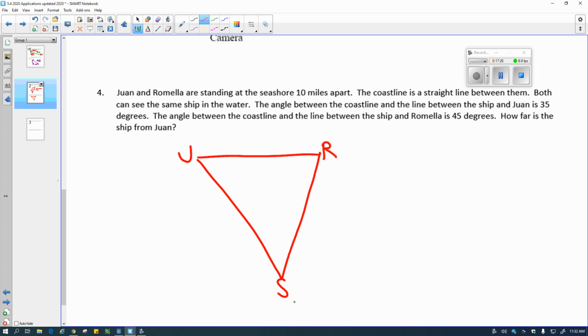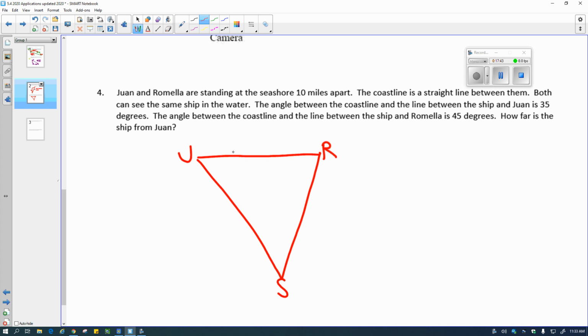If you feel like drawing, some people draw the pictures. Draw a ship, draw a person for Juan, draw a person for Ramella. Whatever you want to do, however much energy you want to put into it. Depends on the day. Sometimes I get fancier than other days. Today I'm just using the letters.